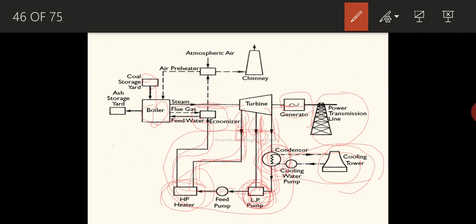The majority of the ash will be stored inside the ash storage yard. See, before passing through the chimney and all, ash will be separated from the flue gases. Complete separation will not take place. Still, major quantity of the ash will be separated from the flue gases, and it is being stored in the ash storage yard. And finally, after combustion, the air plus slight quantity of ash, CO2, everything, that gas will be passing through this line.